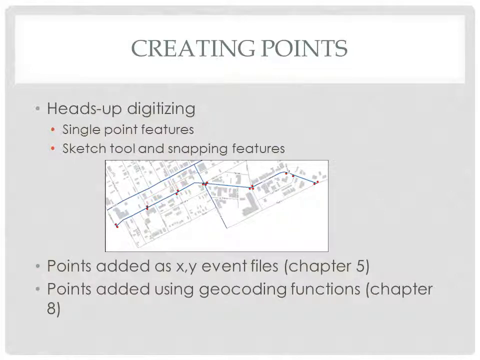So when creating points, again, you'll be using heads-up digitizing, either digitizing single point features or using the sketch tool and snapping features to digitize more complex lines, positions of particular points, or polygons. In this case, this is one of the tasks that's done in the lab manual, and you'll be creating a line that represents a bus route and then digitizing bus stops. Points are added as XY event files, and points added using geocoding functions will be dealt with in Chapter 8, the chapter that deals with geocoding.